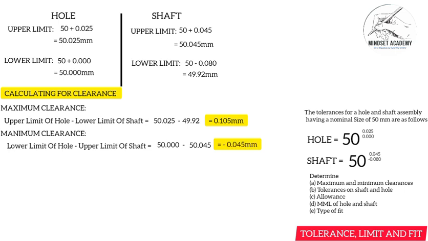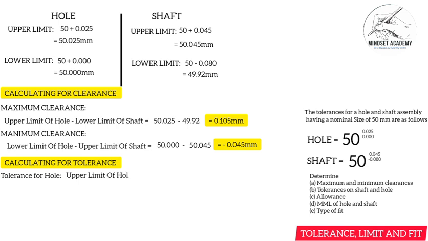Now, the next thing here on the table is we should calculate for the tolerance on the shaft. Now, the tolerance on the hole will give us the upper limit of hole minus lower limit of hole, which will give me 50.025 minus 50.000, or we say 50, and that will give us 0.025 millimeter. Is that okay?